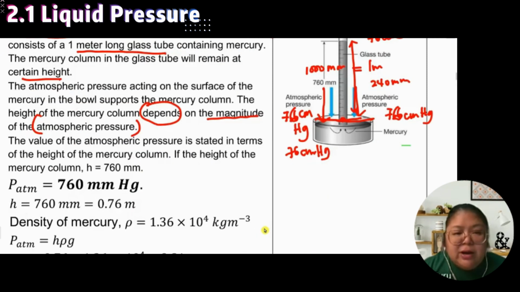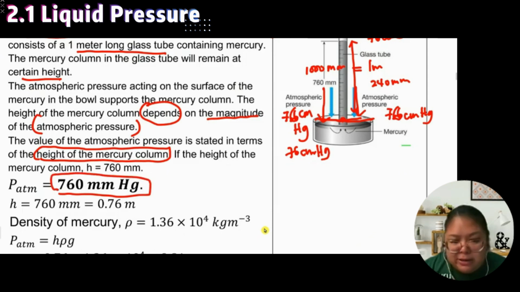Okay, the value of the atmospheric pressure is stated in terms of the height of the mercury column. 在这边我们是用 height of mercury column. If the height is 760 mm, you can put it like this. 760 mm 也可以，或者是你放 76 cm mercury. This one is called the mercury unit, also can. So this one is the unit mercury.